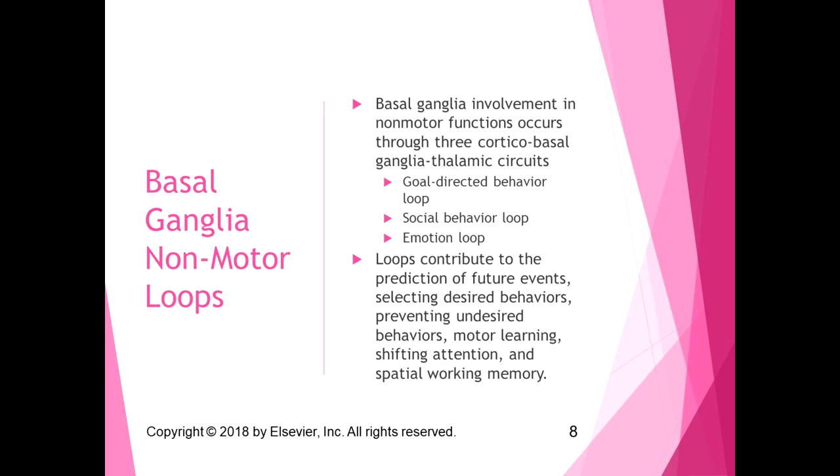The non-motor loops are involved in motor learning, shifting attention, and spatial working memory. So the intersection with the changing light is a great example of spatial working memory. You have to store all this constantly changing information in your spatial working memory and make a decision about what you need to do in this situation. You can imagine how basal ganglia dysfunction might affect your function in day-to-day life.